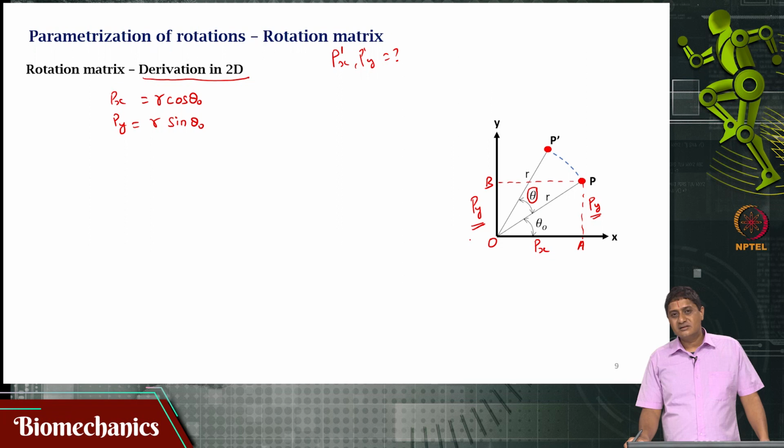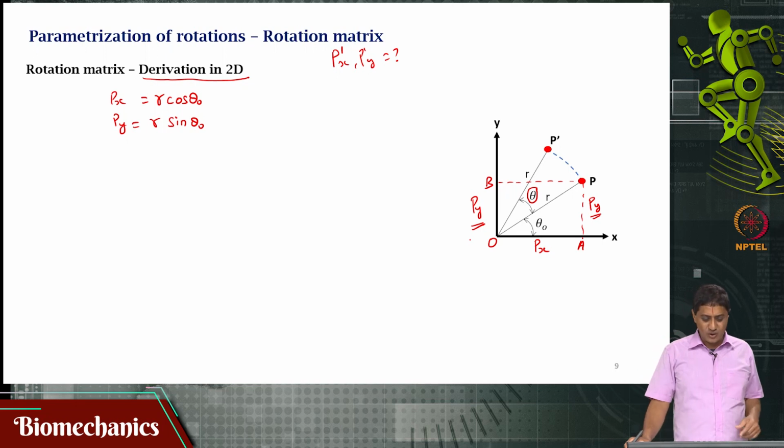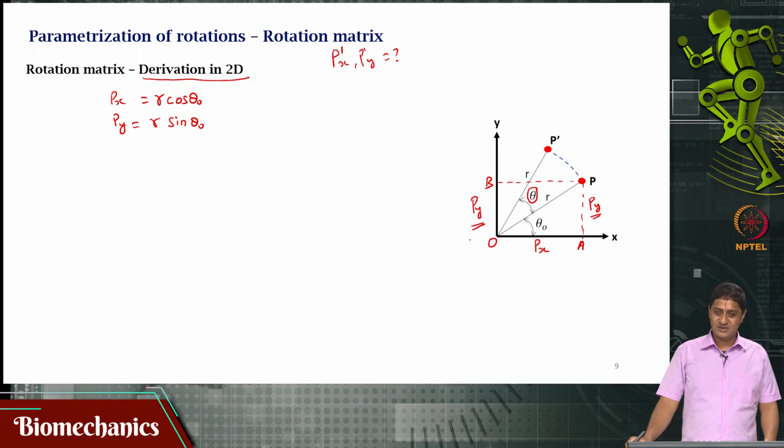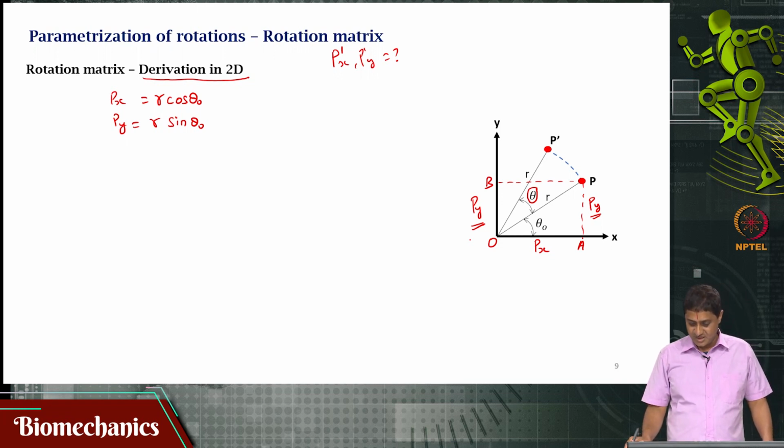Remember that this is the case of pure rotation, in which the object is not linearly making any movement or undergoing any translation. So, r remains the same. In both these cases, between P and P dash, r remains the same. Okay, something to keep in mind.